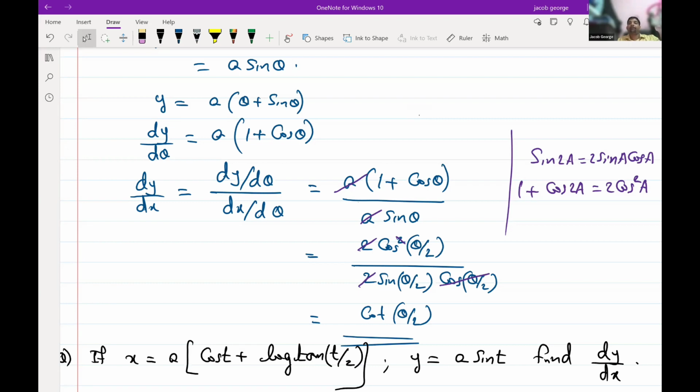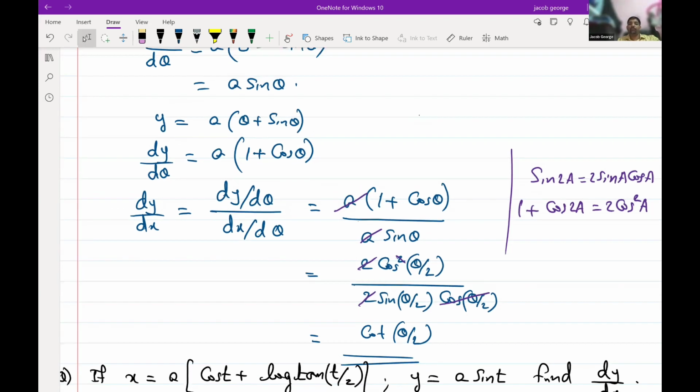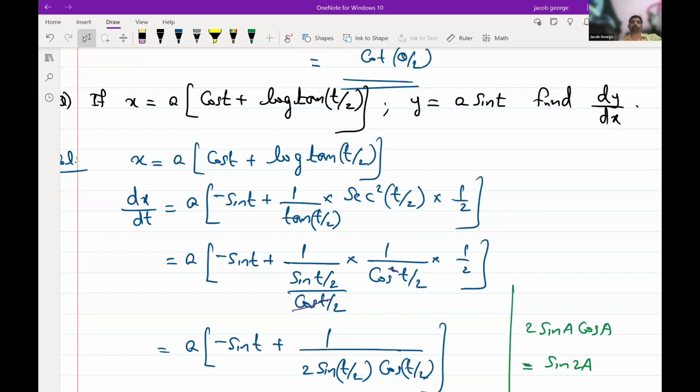Is it clear? Sin 2a is 2 sin a cos a. This is another important question. Here all second derivative also must be studied. Immediately after this, I will explain the second derivative of parametric forms along with this.